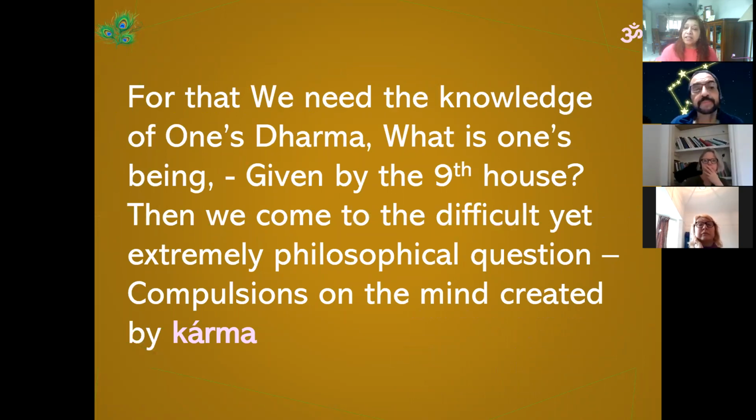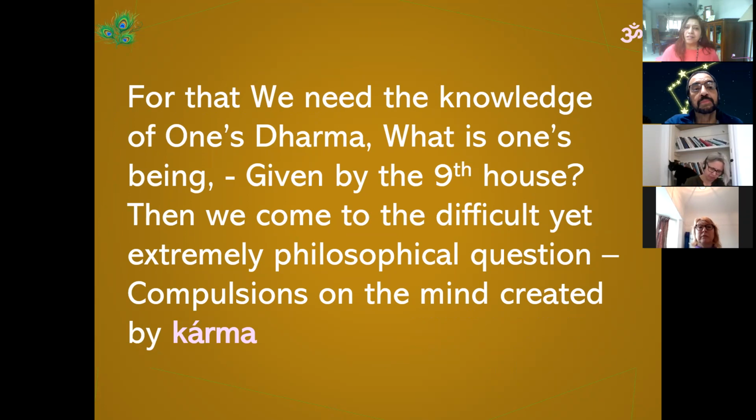Okay. So we need the knowledge of one's dharma. What is one's being given by the ninth house? Then we come to the difficult yet very philosophical question, compulsions on the mind created by karma. So there is dharma on one side. We will be talking a lot over the course of this Vedic course, because in the whole of Jyotish Shastra, the ninth house, the dharma is extremely relevant. We are here because some lifetimes we goofed up on our karma, and hence here we are to go through some of the compulsions of the mind.